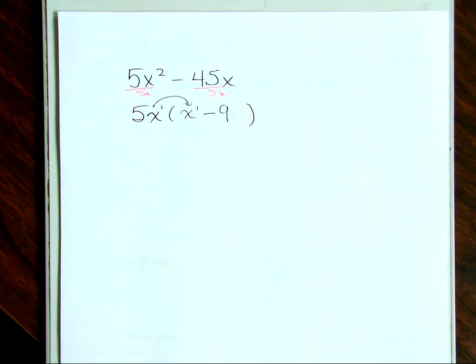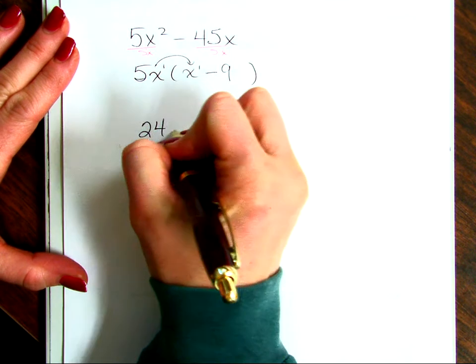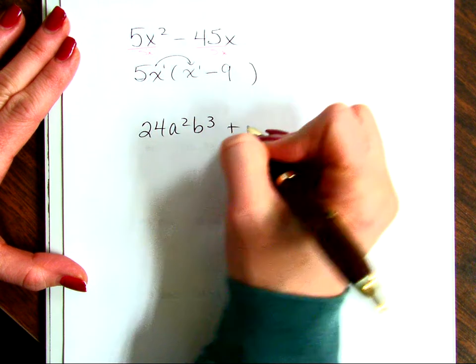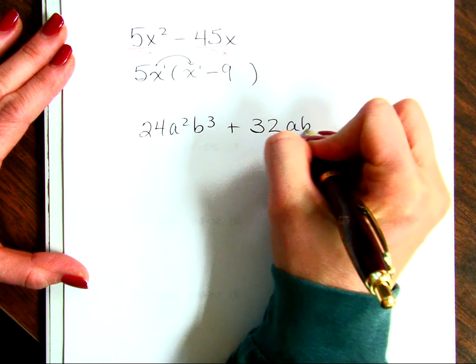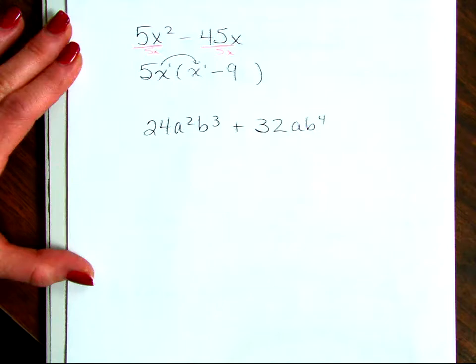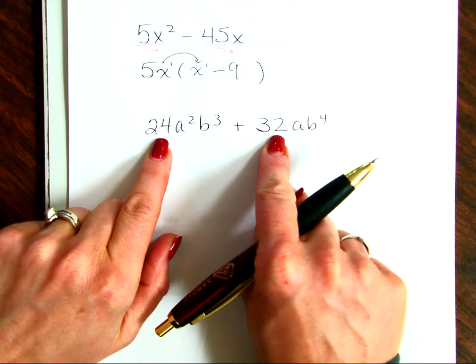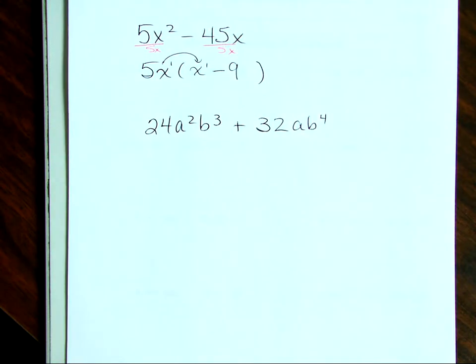Let's do one more of this. Let's say 24a squared b to the 3rd plus 32ab to the 4th. All right. So we got literally 3 problems in one here. Find the GCF of the numbers, find the GCF of the a's, find the GCF of the b's, and then pull them all out.